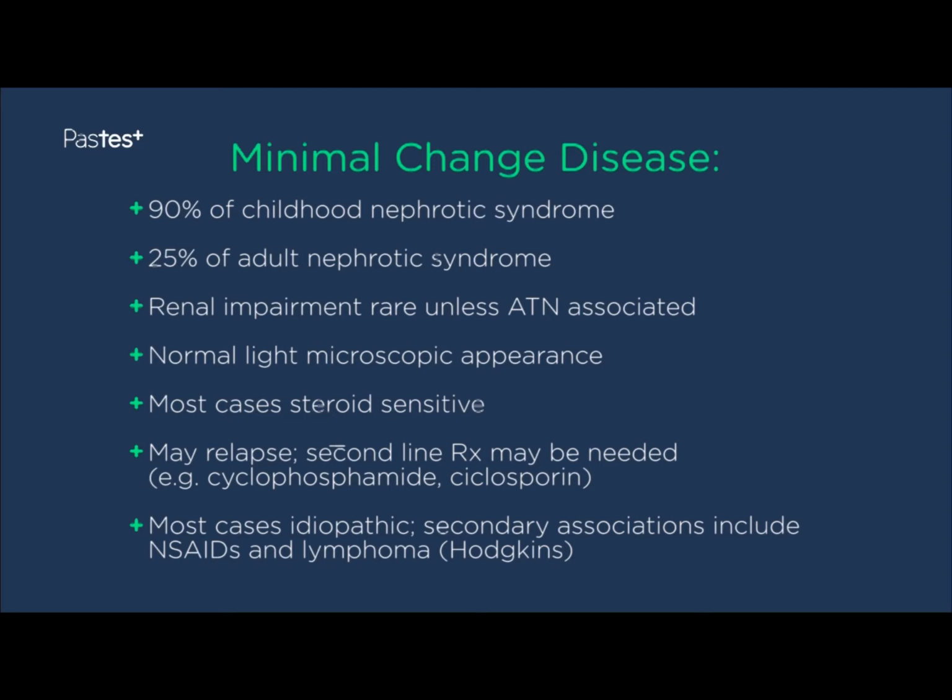When we perform renal biopsy, the specimen is normal by light microscopy, but subtle abnormalities can be shown with electron microscopy, and I will demonstrate that in a moment. Most cases of minimal change disease are steroid sensitive. However, they can relapse, and second-line treatments that we might use include cyclophosphamide or cyclosporin. Most cases are idiopathic, but there are some rarer secondary associations such as Hodgkin's lymphoma, and non-steroidal anti-inflammatory agents can also provoke the condition.